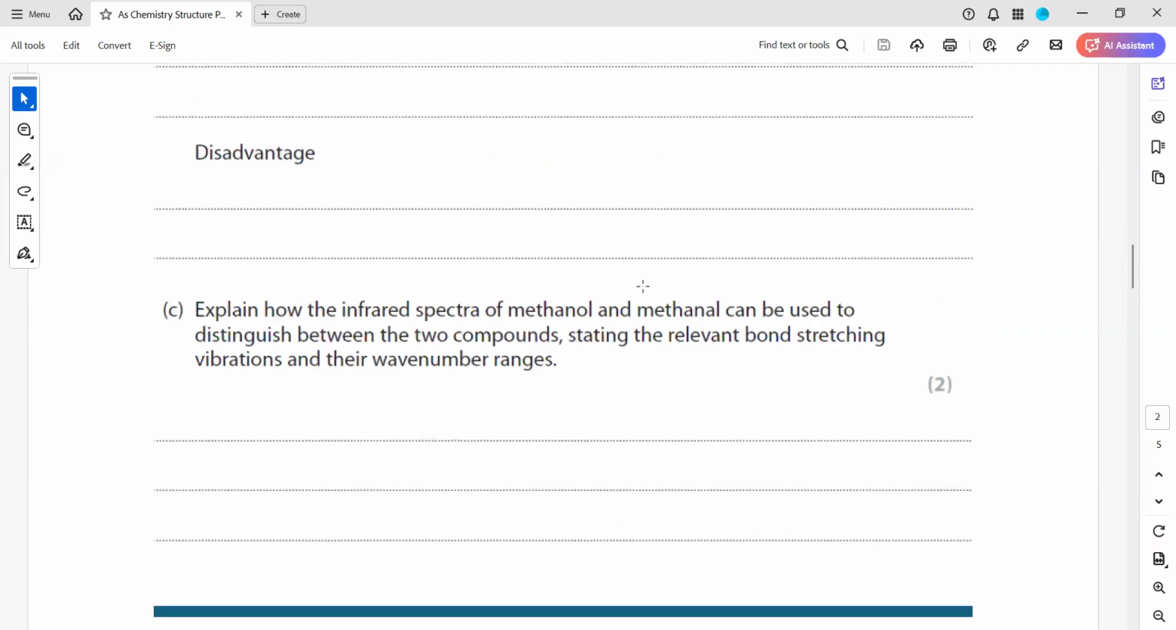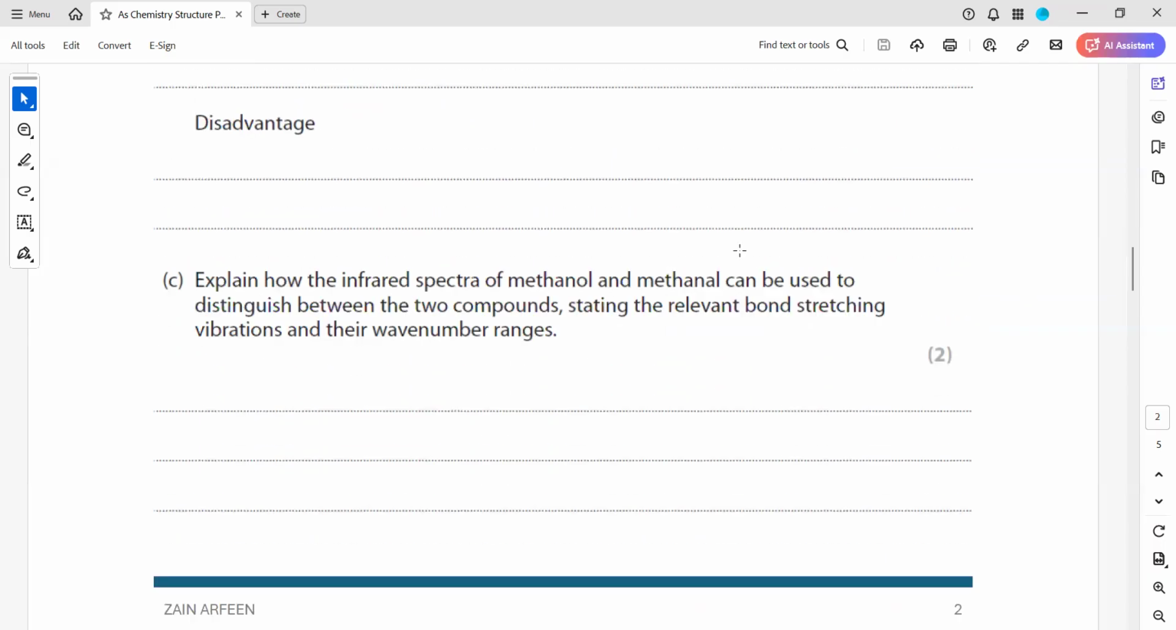Explain how the infrared spectrum of a methanol and a methanal can be distinguished and state the relevant bond stretching. So you have to memorize a certain order of it. Better learn the order of these.